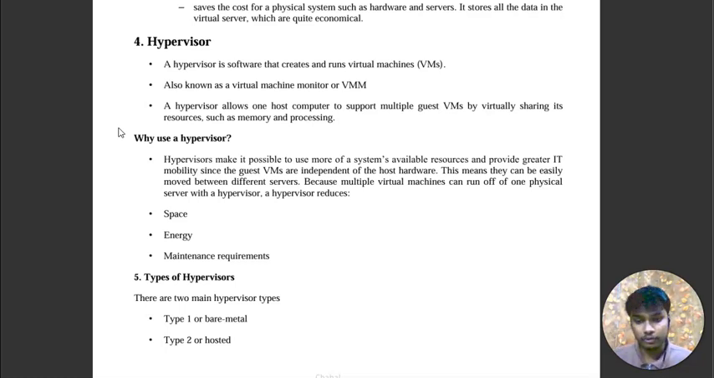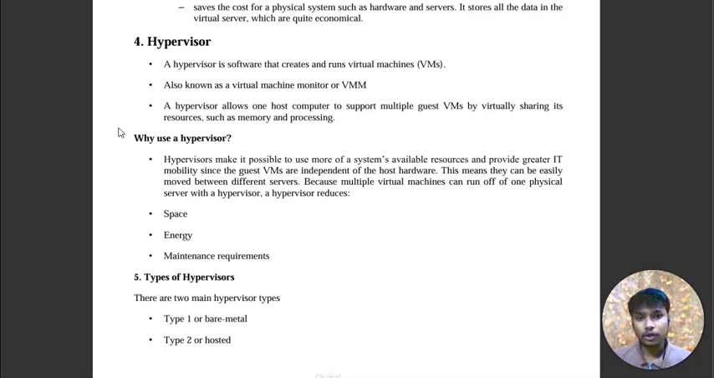Why do we use a hypervisor? A hypervisor makes it possible to use more of a system's available resources and provides greater IT mobility, since the guest VMs are independent of the host hardware. It means they can be easily moved between different servers, because multiple virtual machines can run off of a physical server with the hypervisor, and a hypervisor reduces space, energy and maintenance requirements.